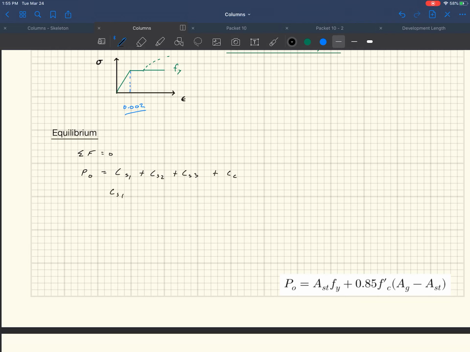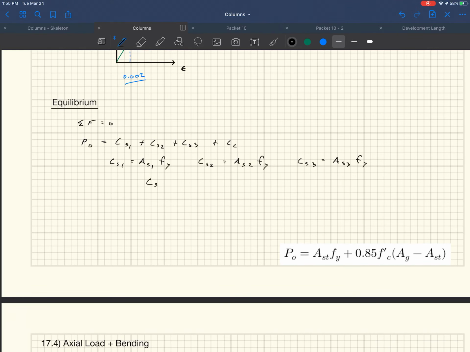CS1 is equal to AS1 times Fy. CS2 is equal to AS2 times Fy. And CS3 is equal to AS3 times Fy. So obviously this can be simplified a little bit.